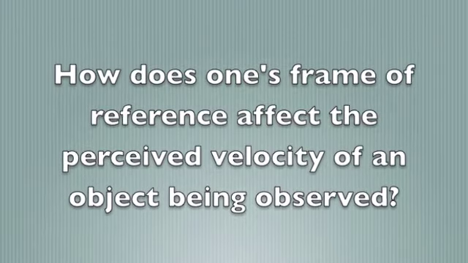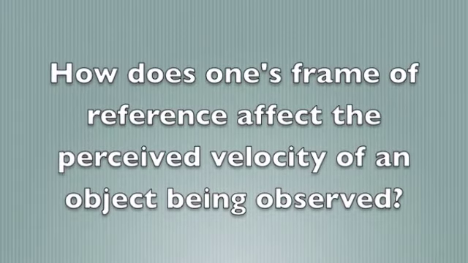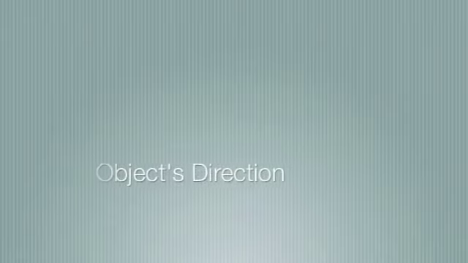Referring back to our initial question, one's frame of reference can affect the perceived velocity based on where the object started, how fast it is moving, and in what direction it is moving, relative to the velocity of the observer.